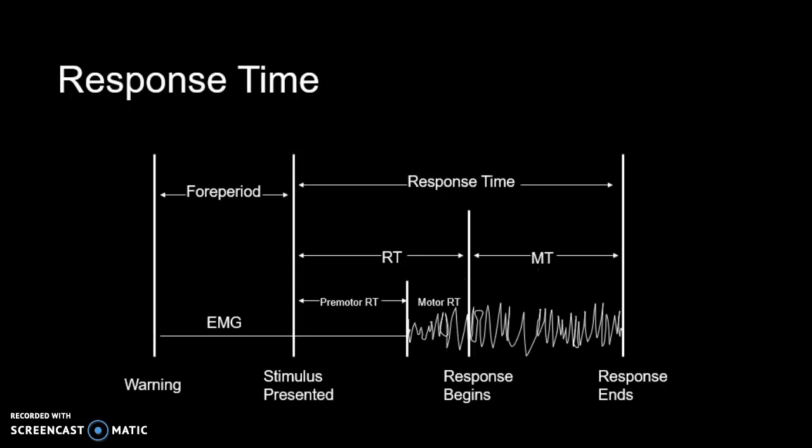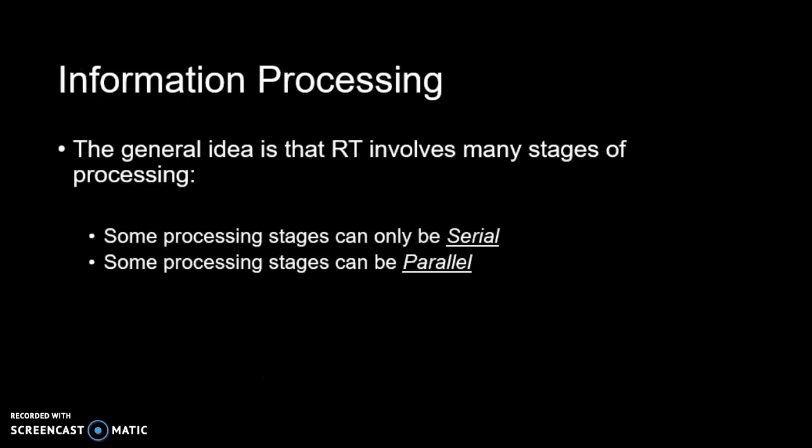So we see our fore period, kind of like our getting ready to go. We're kind of anticipating it, right? Then we have our premotor reaction time followed by our motor reaction time. And then we have our movement time in which our skeletal muscle is actually contracting, causing movement, and then until the response ends. So information processing can either be serial or parallel.